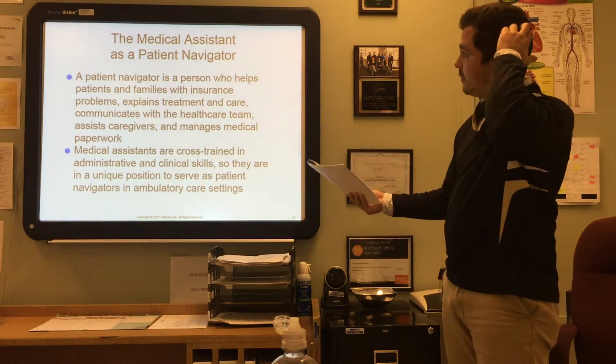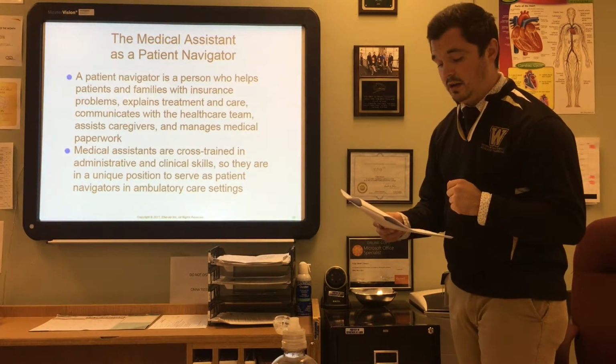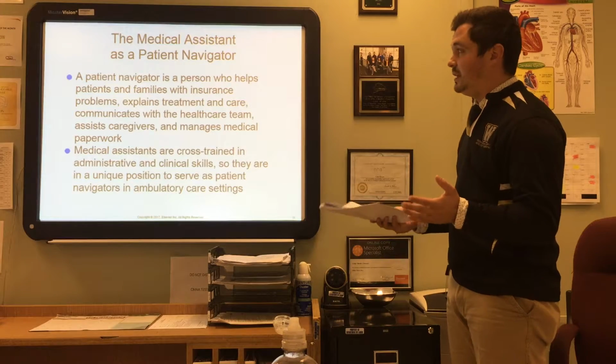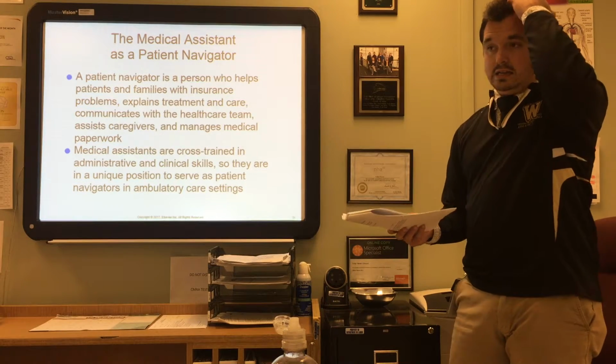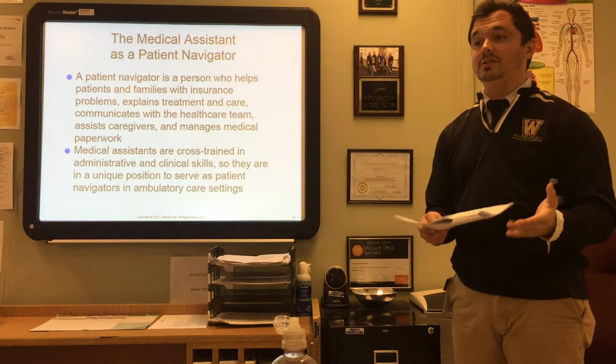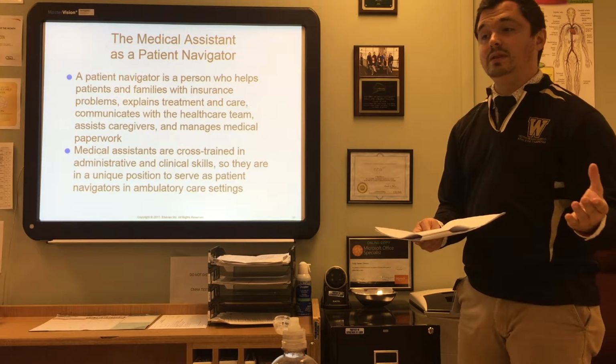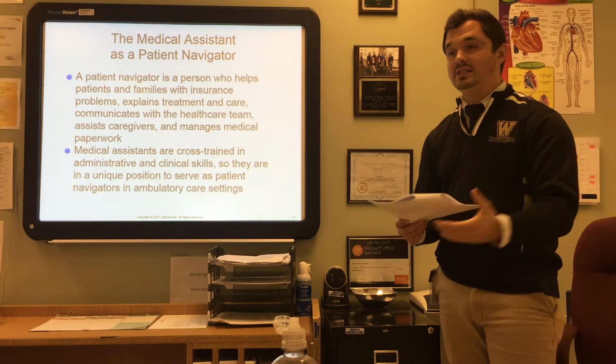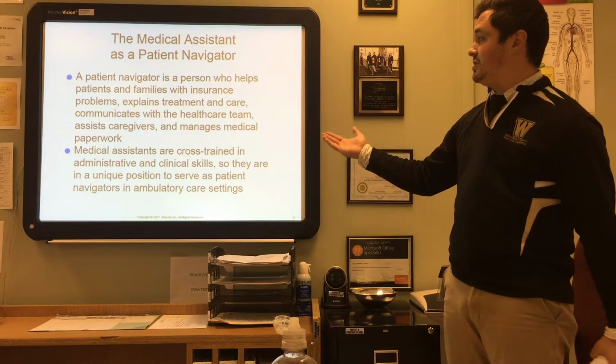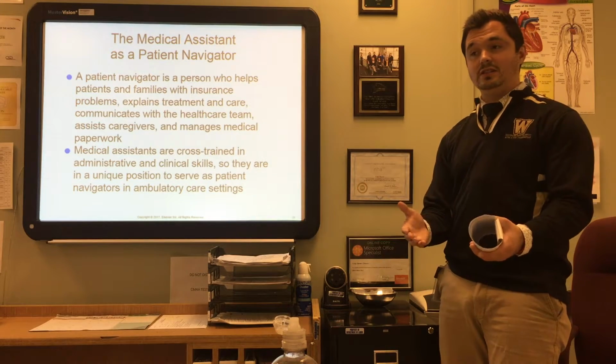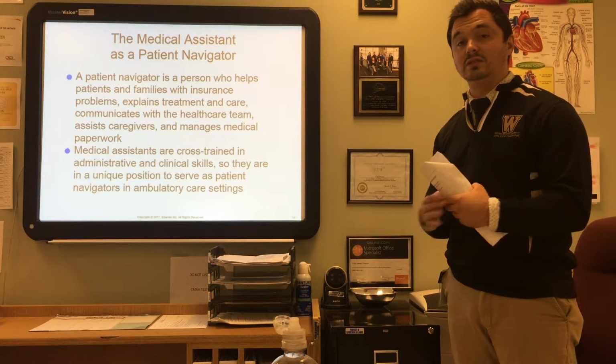So we've talked about this before, the medical assistant as a patient navigator, and this is really key. A patient navigator is a person who helps patients and families with insurance problems, explains treatments and care, communicates with the healthcare team, assists caregivers, and manages medical paperwork. So medical assistants are cross-trained in administrative and clinical skills.